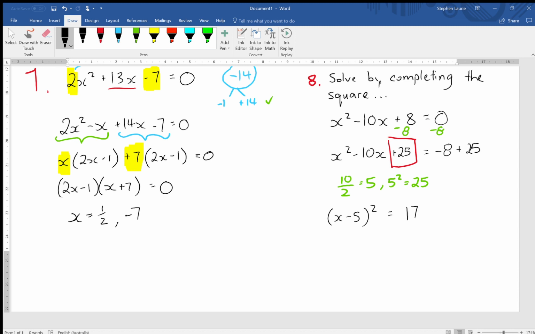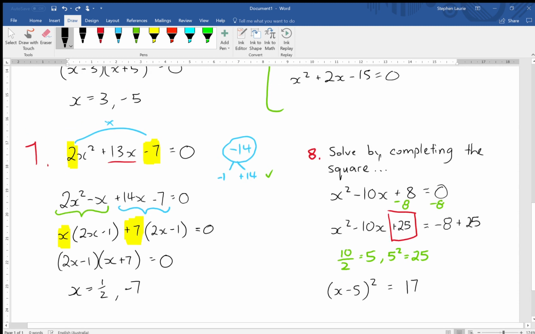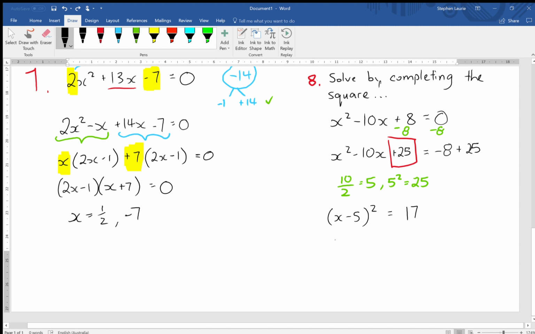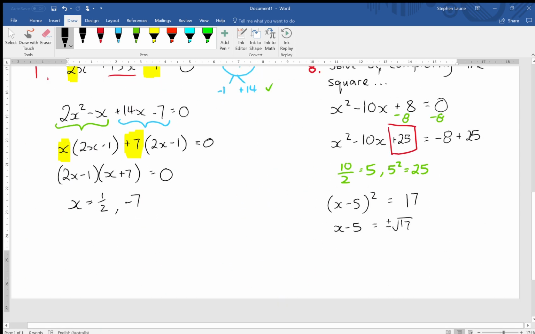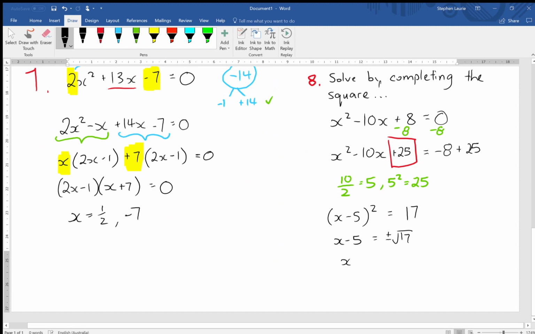Let's take the square root of both sides. Alright, x minus 5 equal to plus or minus the square root of 17. And then we're going to add 5 to both sides. So our two answers are either 5 plus the square root of 17 or 5 minus the square root of 17.